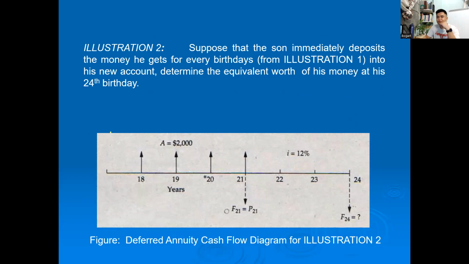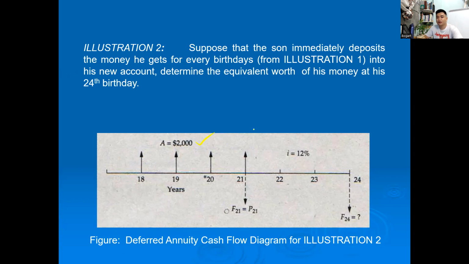What if this illustration naman shows that suppose that the son immediately deposits the money he gets for every birthdays from illustration 1 into his new account, determine the equivalent worth of his money at his 24th birthday. What if naging mautak rin sa pera si anak? He started investing once natatanggap niya ng $2,000. So that is an annual worth, annual ulit, di ba? Annuity ulit yan. $2,000 for the next 4 years.